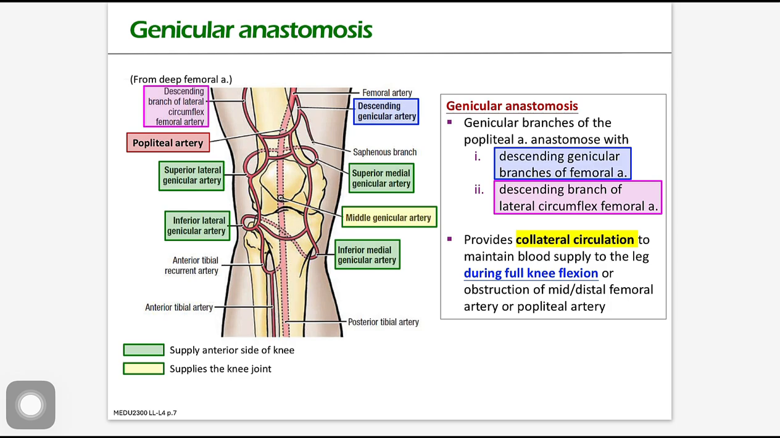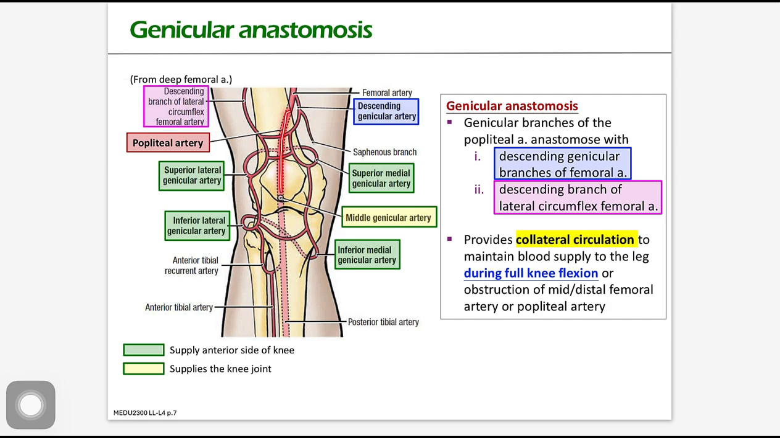So again, don't worry about memorizing every branch immediately now, okay? You will soon remember it all. But first understand the logic here. So the knee, as I said, is a very mobile joint. Relying on only one strict arterial blood supply is not ideal, not optimal, okay? So the body therefore creates these anastomoses around the knee.